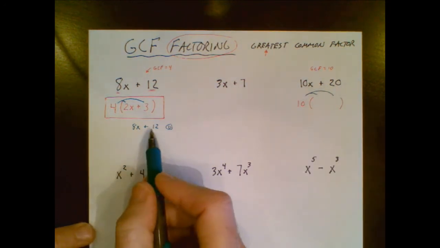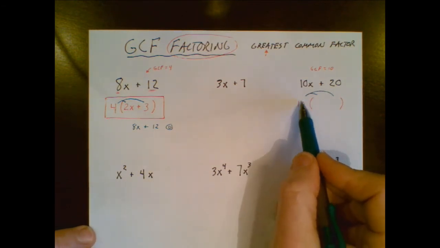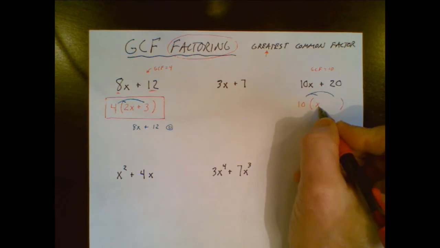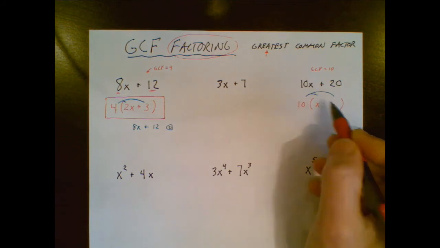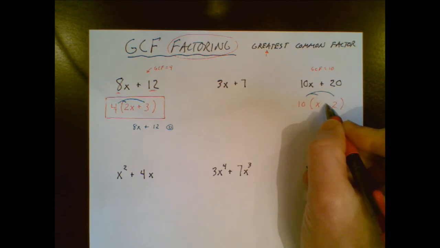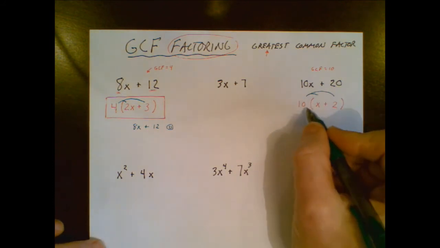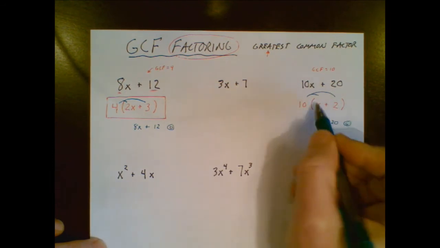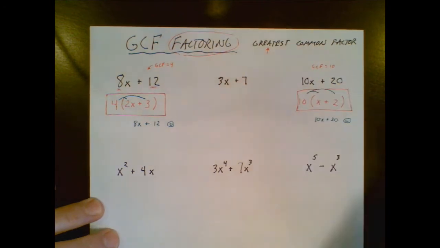That's what was happening over here. Then I can kind of daydream and say, what would I have to write right here to make 10 times something equal 10x? That something is x. What would I have to write right here to make 10 times something equal 20? Well, that something would be 2. And so I have 10 times (x plus 2), and like I said before, I can check myself by distributing back. 10x plus 20, that makes me happy. I know that I have done a successful factoring. I've done a greatest common factor factoring.